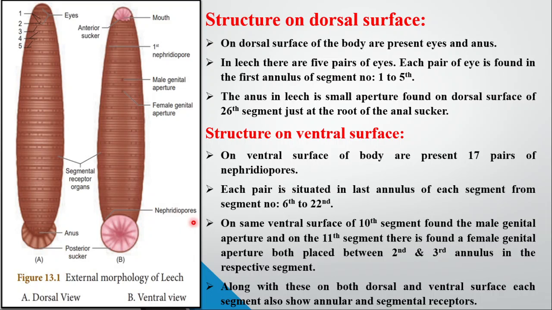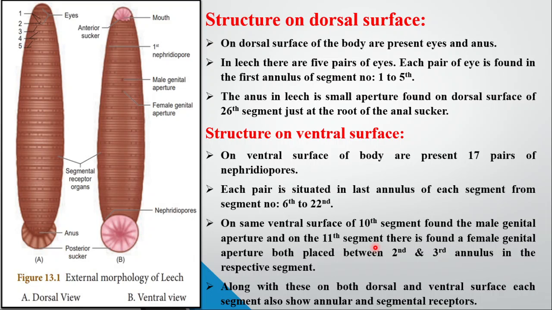On the same ventral surface, the 10th segment has the male genital aperture. See, the fixed segment where the male genital aperture is present on the ventral surface is the 10th segment. The 10th segment shows the presence of the male genital aperture, and on the 11th segment is found the female genital aperture.